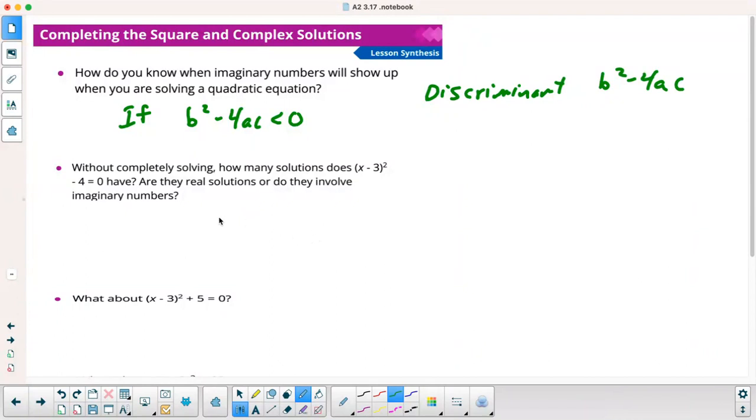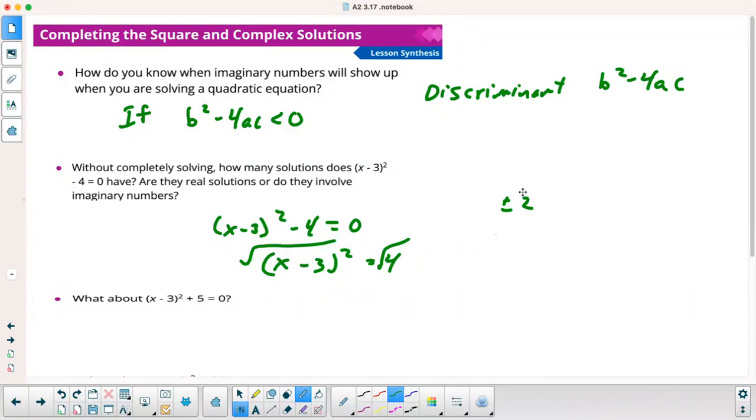All right, without completely solving, (x minus 3) squared minus 4 equals 0. So this one, I don't have to FOIL it out to use the discriminant. I could, but to make this one easier, a little shortcut: move the 4 over, so I add 4 to both sides. And then you see, oh, I square root both sides. I'm going to get plus and minus 2. So I've already put my radical in here, and I can see I got two different solutions. So two real solutions.